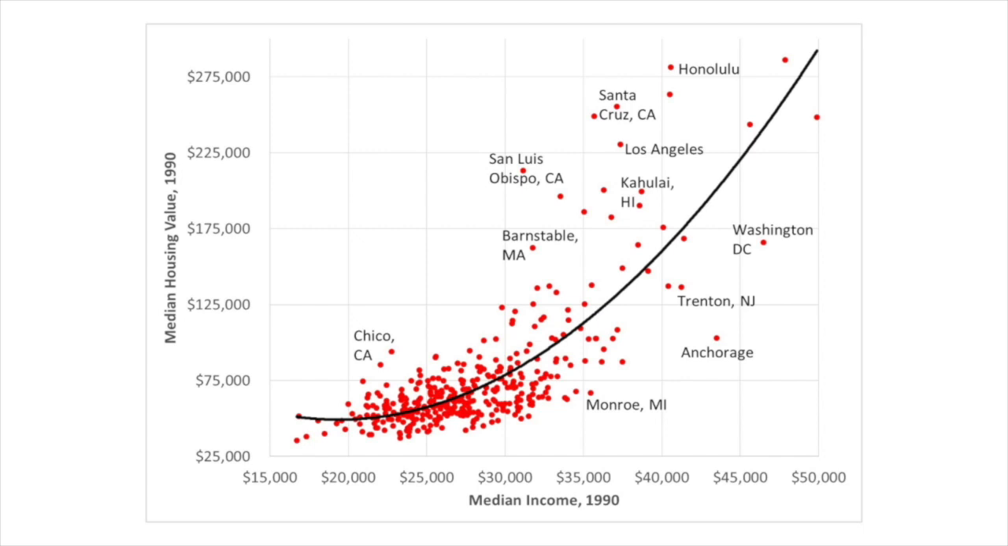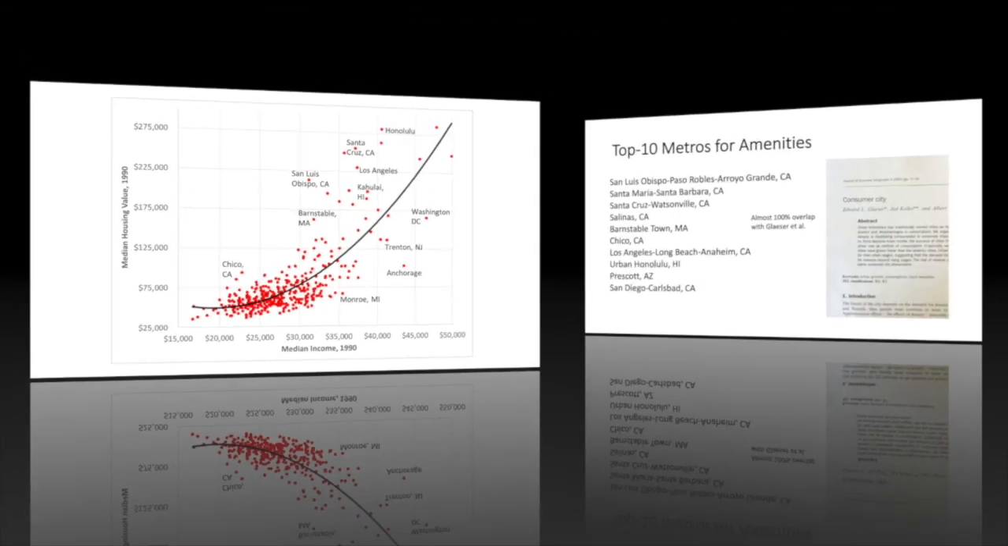And the points that are farthest above the curve are assumed to have the highest amenities, and points below the curve have less desirable amenities. In the figure, you see that the points for San Luis Obispo, Santa Cruz, Honolulu, and Barnstable, Mass., that's Cape Cod, are well above the curve, and these places are certainly celebrated for their amenities.